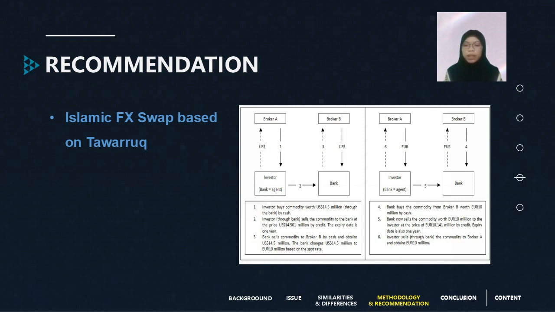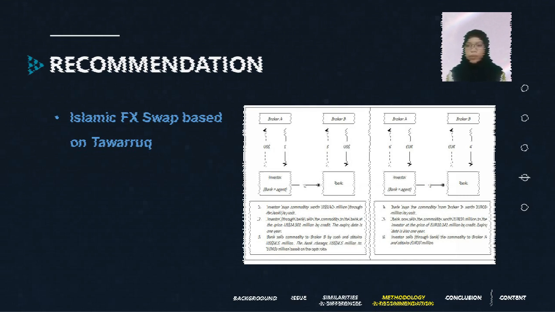investor at the price of 10.141 million euro by credit. Expiry date is also 1 year. And last, the investor sells the commodity to broker A and obtains 10 million euro.